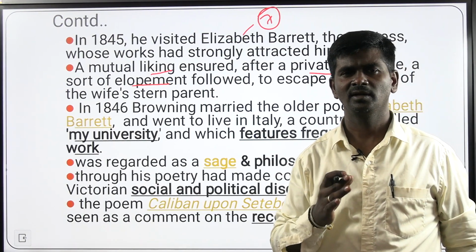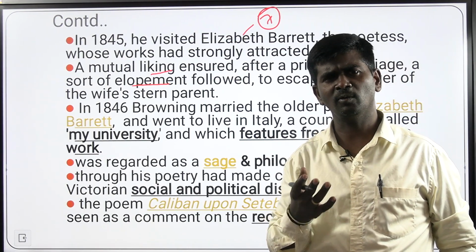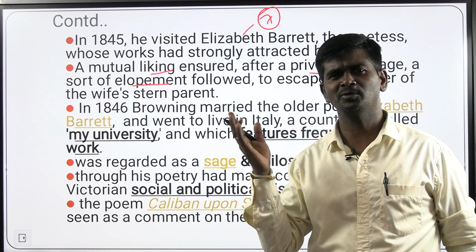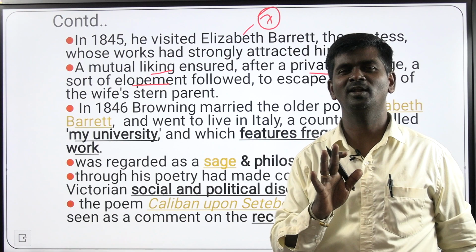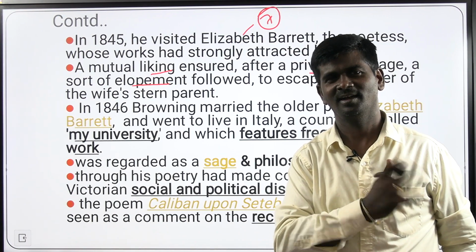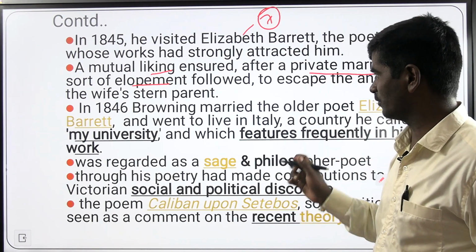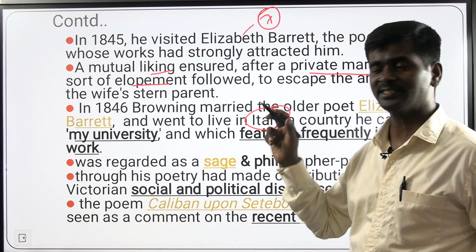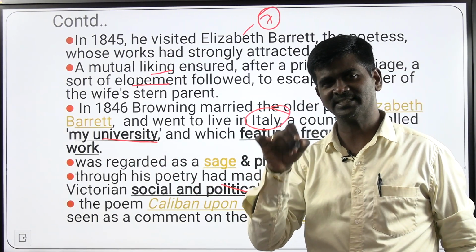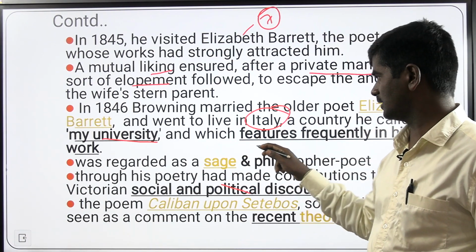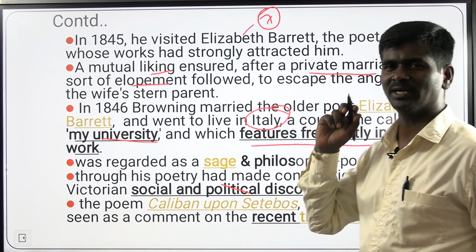Usually, English writers, when they love each other, they elope to either Bombay or Surat or somewhere like that. These people usually elope to what? Where? Next, Italy. Very important one. And he usually calls this Italy my university, and he commonly uses this. This becomes a feature in all his works.